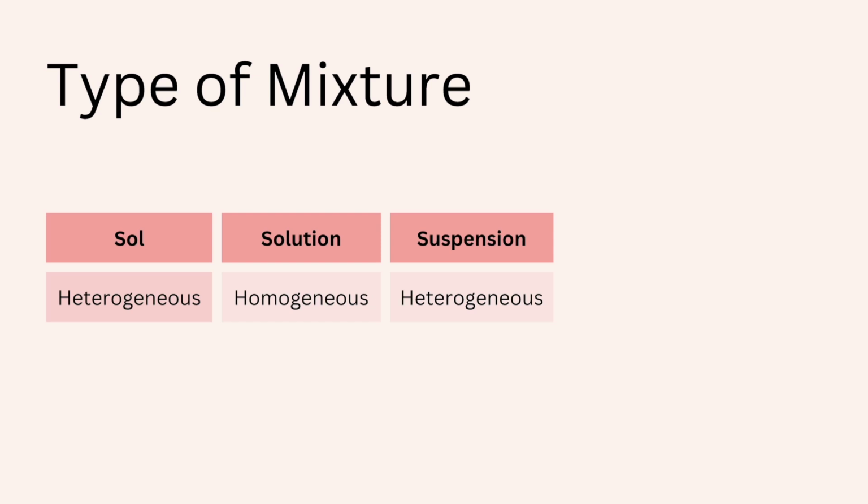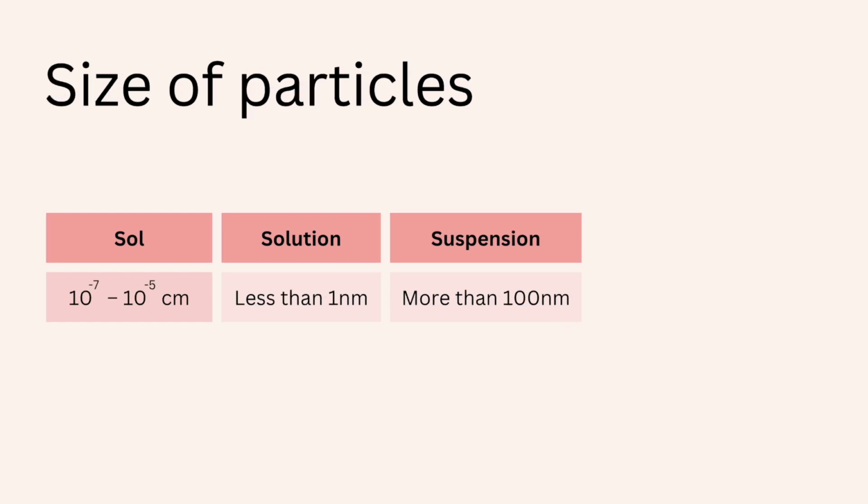So when it comes to the category type of mixture, sol is heterogeneous, solution is homogeneous, and suspension is again heterogeneous. Now the second point is the size of particles. How is the size of particles different between sol, solution, and suspension? In a sol, the size of particles ranges from 10 power minus 7 to 10 power minus 5 centimeters, whereas in a solution, they are less than 1 nanometer, which means that they will not be able to scatter light. But in a suspension, it's more than 100 nanometers and it will be able to scatter light, and you will be able to trace the path provided the solution is stable when you are trying to do this test.